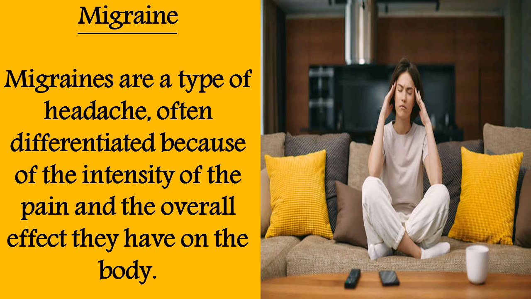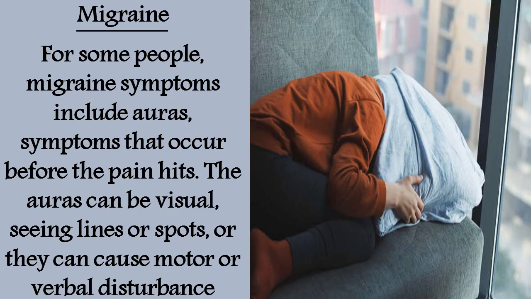Migraine. Migraines are a type of headache, often differentiated because of the intensity of the pain and the overall effect they have on the body. For some people, migraine symptoms include auras, symptoms that occur before the pain hits. The auras can be visual, seeing lines or spots, or they can cause motor or verbal disturbance.